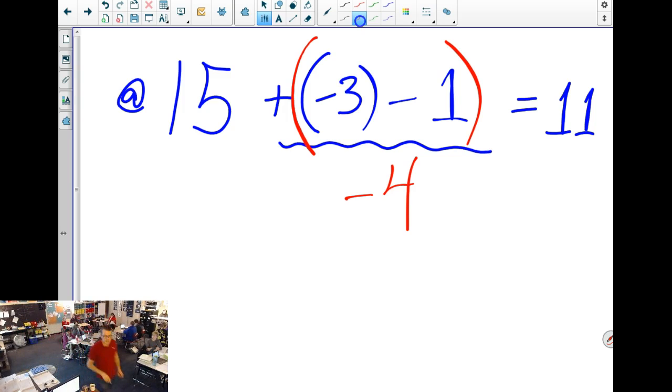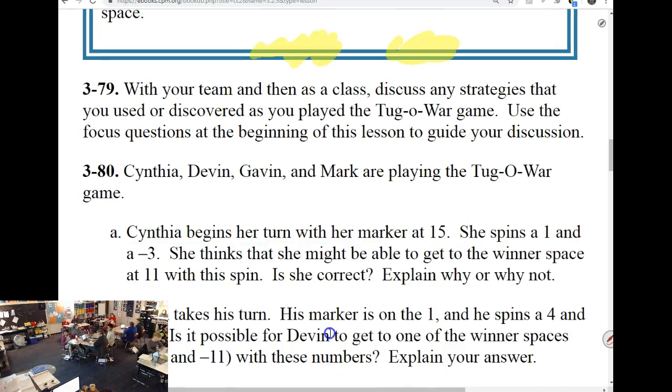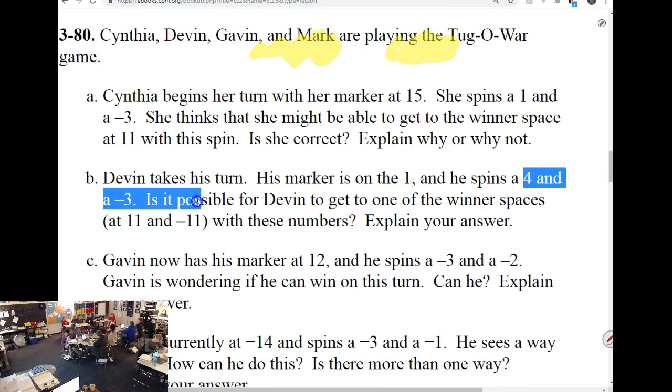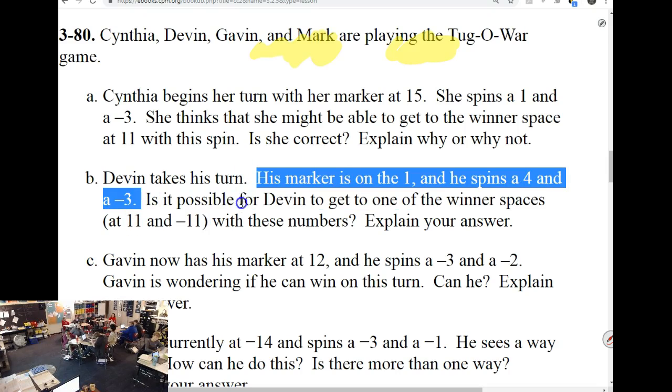What about Devin? Devin takes his turn, and his marker's on the 1 when he starts, right? He's stayed pretty close to the middle of the board. Devin gets a 4 and a -3. Can Devin get to a winning space? Take about another minute. You and your partner try to get Devin to a winning spot. With 4 and -3, he's already at 1. Right? He's at +1. No, because he would just stay there.